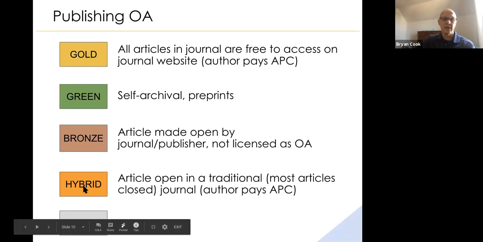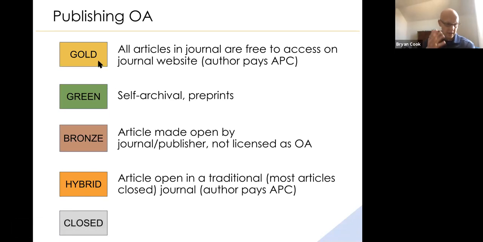Different levels, different types of open access. So gold: AERA Open, I think it's a couple years old now, but it's a relatively new journal that's an example of a gold journal. Everything in that journal is open. If you publish in the journal, it is open access and it's licensed as open access.